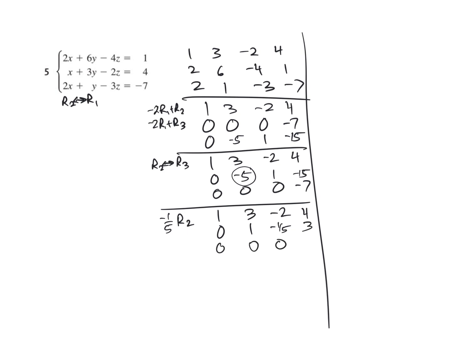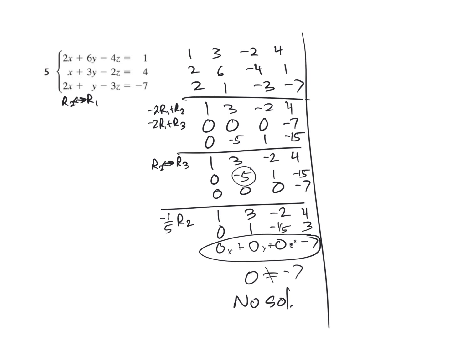And we still have this weird thing down here. Well, first of all, let's look at this. 0 equals negative 7. That can't be. So there is no solution for this problem. So that's what you needed to see. You have an x, you have a y, you have a z. So 0 plus 0 plus 0 equals negative 7. That can't be. So there's no solution. So that's what no solution looks like.